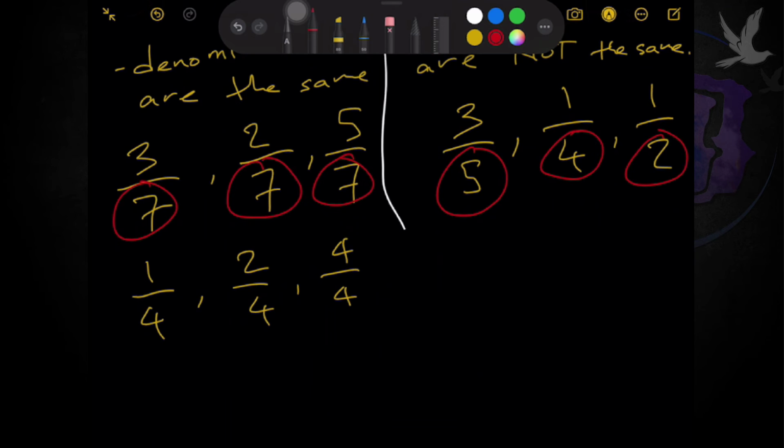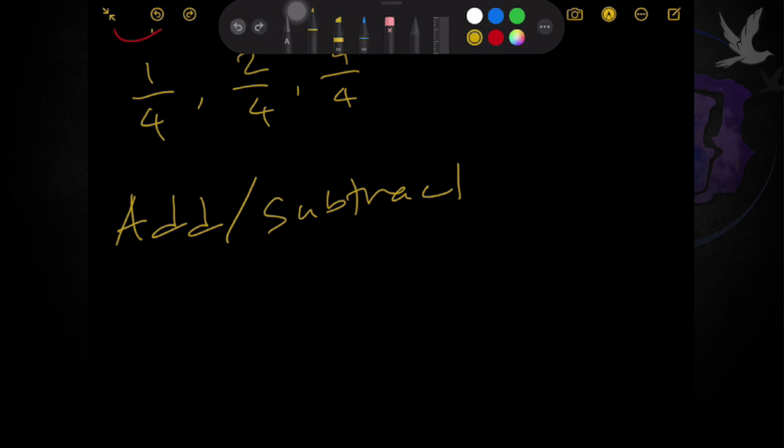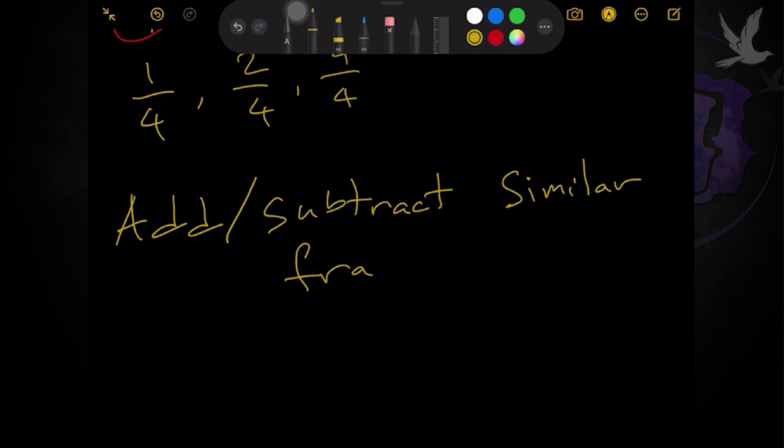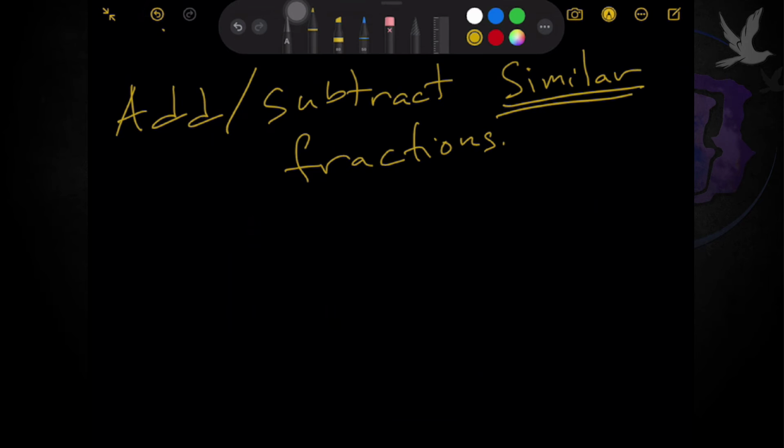So, why am I introducing this to you? Because you are now going to learn how to add, subtract. Teacher Mark needs to learn how to write properly. Add, subtract, similar, okay. Paano nga ba tayo mag-add and subtract similar fraction? Again, take note that we are adding and subtracting similar fractions, which means we have the same denominator.